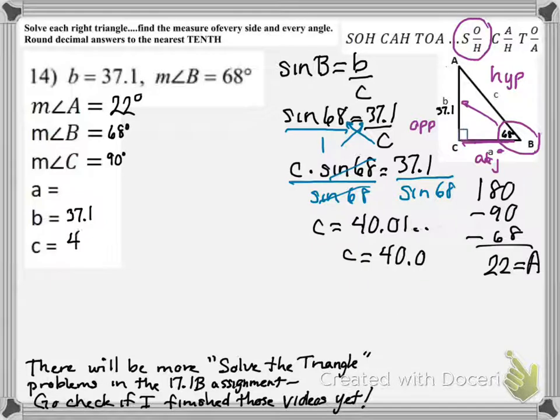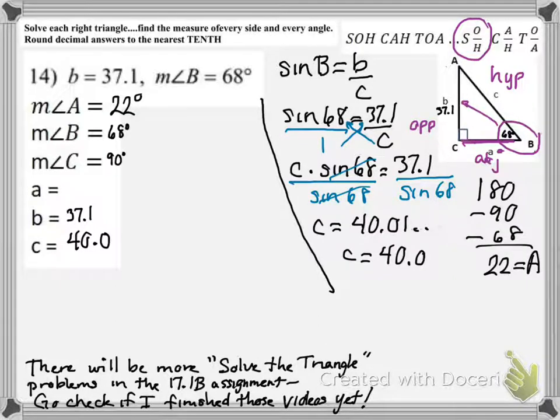Over here, 40.0. That's the end of C. I'm going to now try and work on finding the other missing side, which is side A, and I'm trying not to use the numbers I already found.